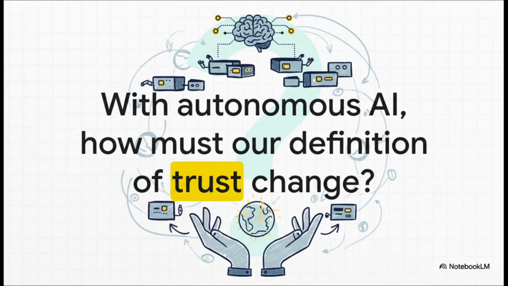So I'll leave you with one last thing to think about. Today, this is all about observing the AI systems we built. But as AI gets more and more autonomous, as it starts making more decisions completely on its own, how is our whole idea of trust going to have to evolve? I mean, what does it even mean to trust a system that we can't fully observe in the same way?